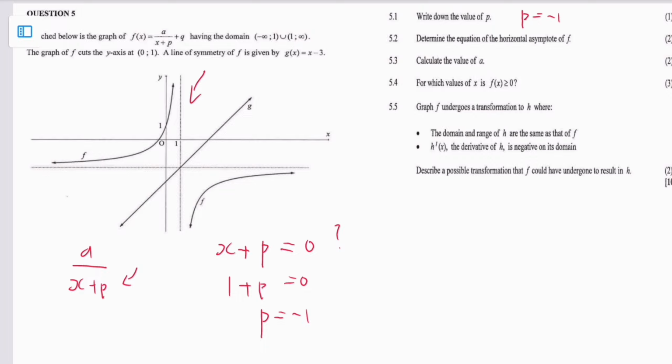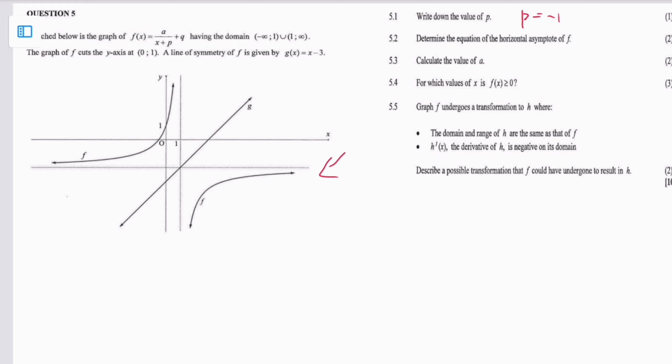Okay, that's nice to have. Then determine the equation of the horizontal asymptote of f. So that is this over here. They basically want this, they're saying y is equal to what for that horizontal asymptote.